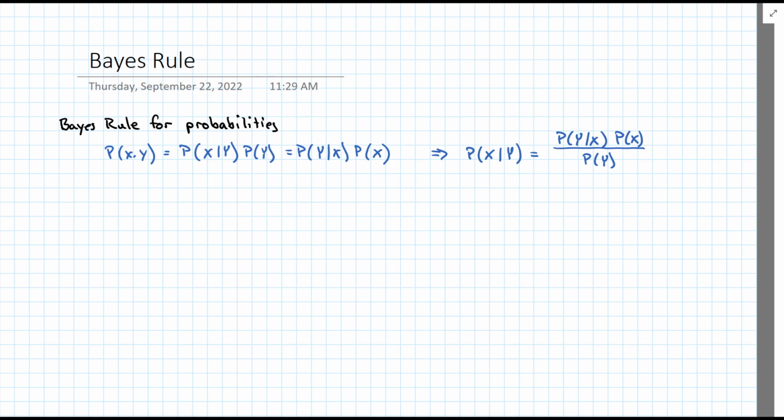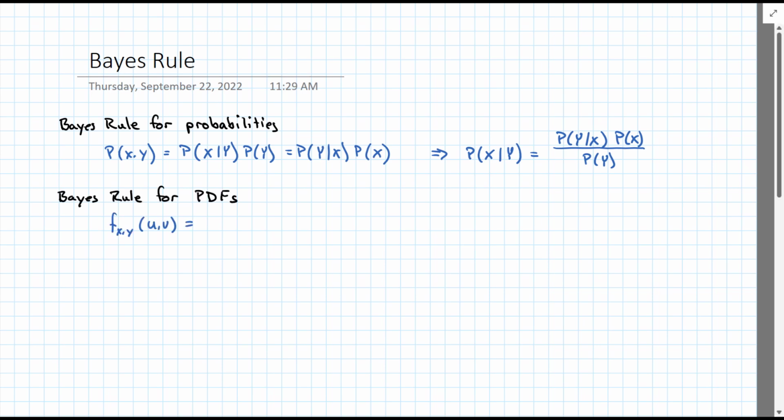Okay, in order to see how Bayes' rule actually affects probabilities, we're going to have to look at two things. First, what does Bayes' rule look like expressed in terms of the PDFs, or how is it manifest on the probability density functions?